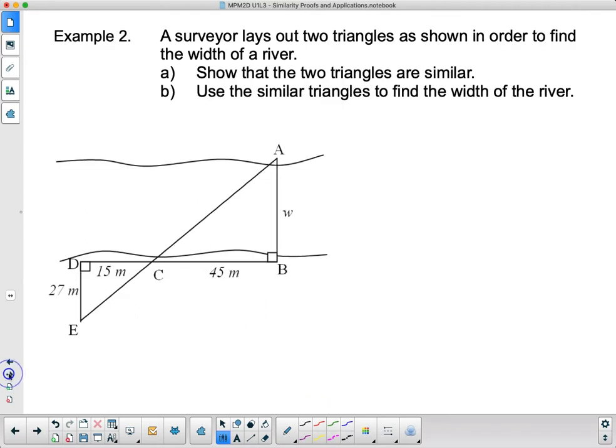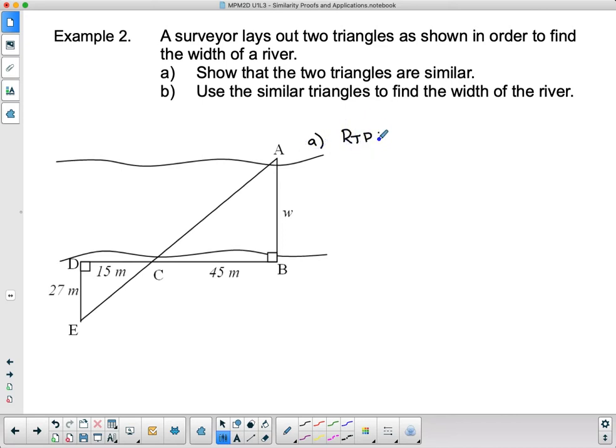So let's carry on. Here's another one. Example 2. A surveyor lays out two triangles as shown in order to find the width of the river. So the first thing we want to do is show that the two triangles are similar. So they've got letters on them. If they didn't have letters on them, we would have to put those there so we could refer to the triangles. So what are we required to prove for part A?